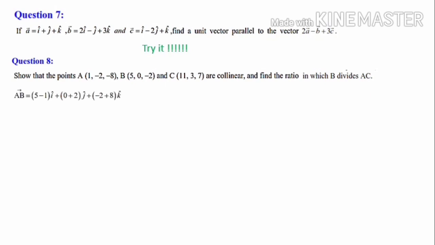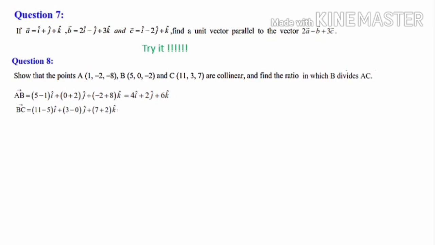So first of all, let's take vector AB. Vector AB easily we can calculate: the second coordinate minus the first one, x2 minus x1, that is (5 minus 1) i cap, (0 minus minus 2, that is 0 plus 2) j cap, (minus 2 minus minus 8, that is minus 2 plus 8) k cap. That is equal to 4 i cap, 2 j cap, and 6 k cap.